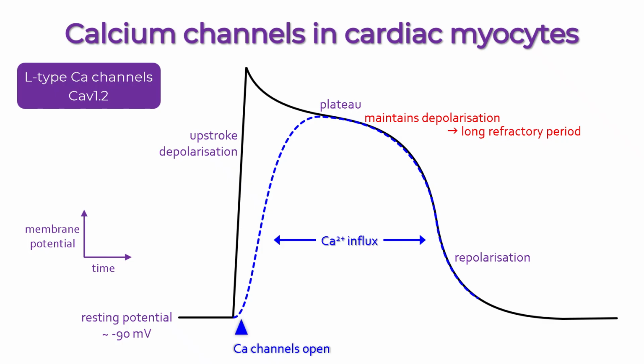Calcium entry is also crucial for excitation-contraction coupling. As it enters, calcium ions trigger release of additional calcium from stores in the sarcoplasmic reticulum, producing a strong, coordinated contraction. By controlling the amount and timing of calcium entry, L-type channels directly determine the strength and efficiency of each heartbeat.